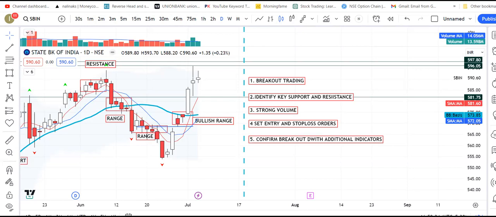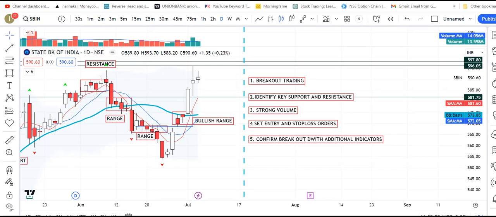The third intraday trading strategy is the range breakout strategy. The market undergoes two phases, trend trading and range trading. So you need to identify the ranges. That is very profitable also.